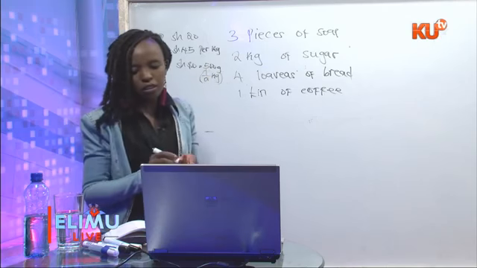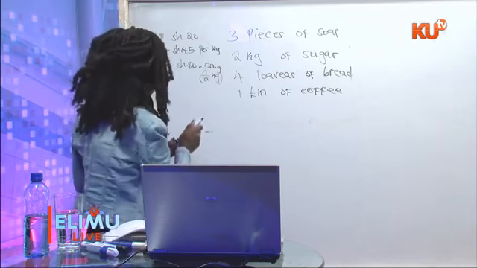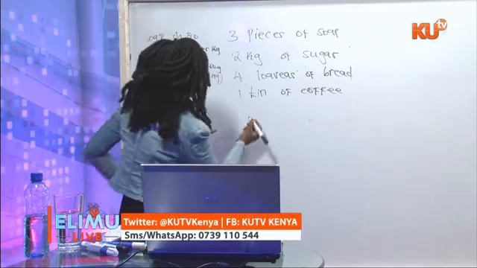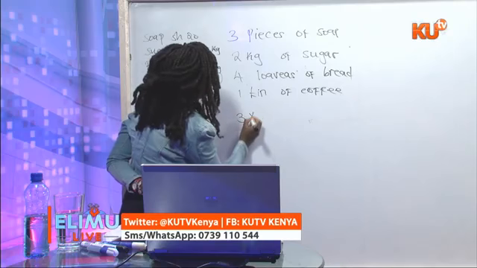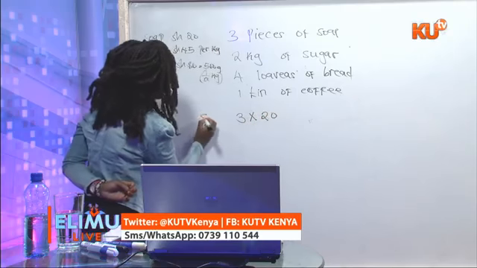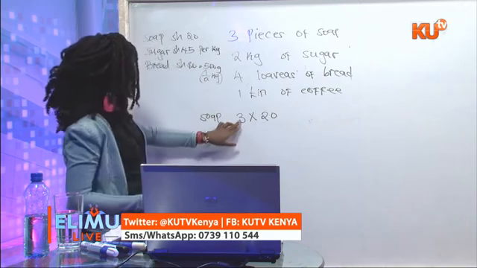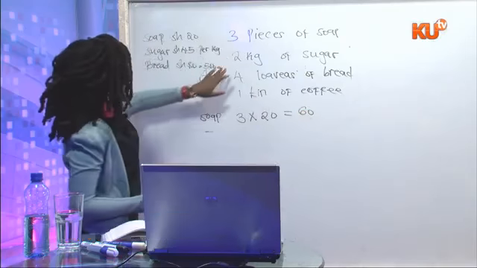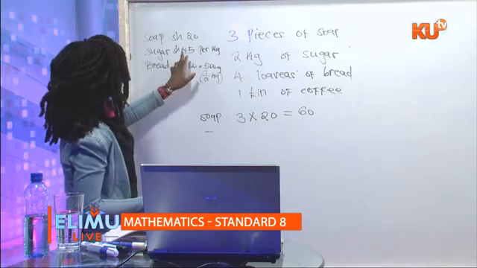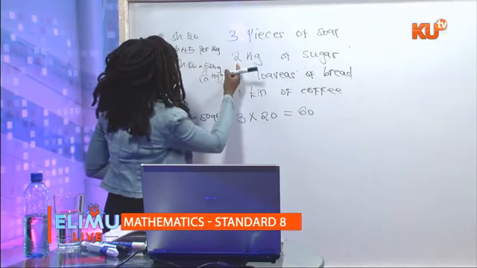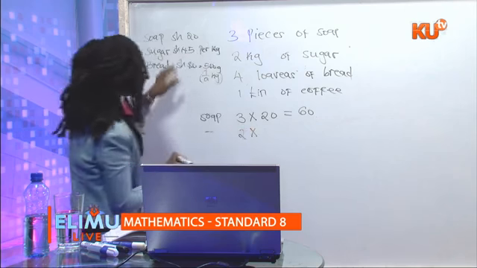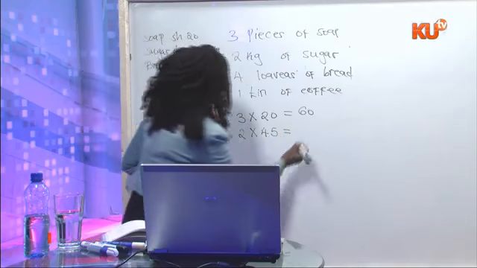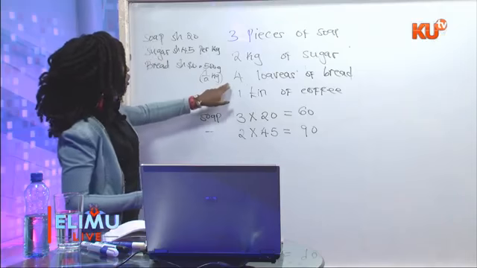So let's prepare her bill. We see how much she paid. So 3 pieces of soap, and a piece of soap costed 20 shillings each. So we are going to take the 3 pieces times the cost of 1 piece. This is soap. So 3 pieces times 20 shillings per piece. Here we get 60 shillings. The other one is 2 kgs of sugar, and 1 kg costed 45 shillings. So it is the number of kgs, 2 kgs, times the cost of 1 kg, which is 45. So it's going to be 2 times 45. We get 90 shillings. Then 4 loaves of bread.